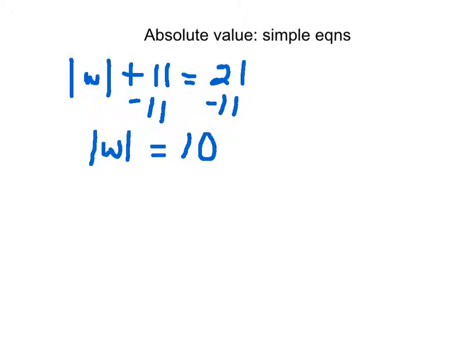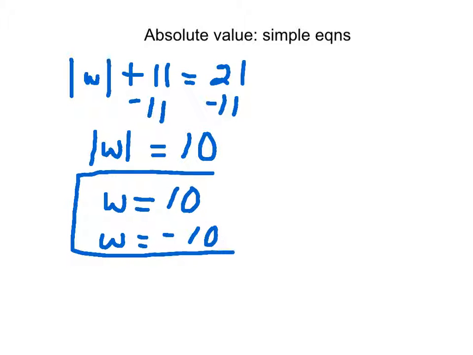to give us 10. Now to solve it, we need to think, what numbers can we put in the absolute value sign and get a 10 out of it? Well, since absolute value basically means the distance, the number of units from 0, the W could be 10, because 10 is 10 units away from 0, and W can also be negative 10, because negative 10 is also 10 units away from 0. So that would also work. So we end up having two answers for that particular equation.